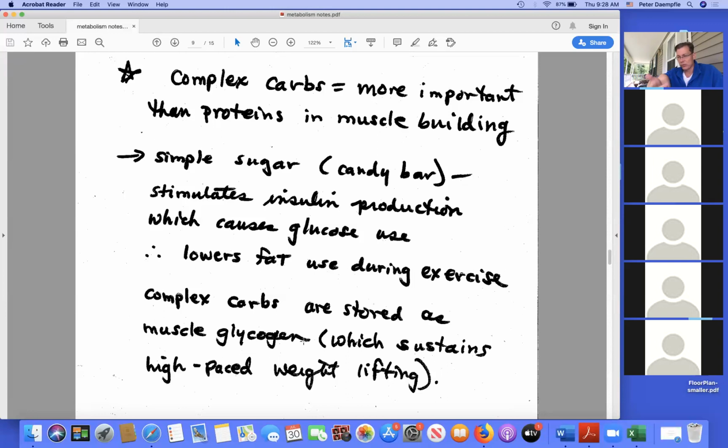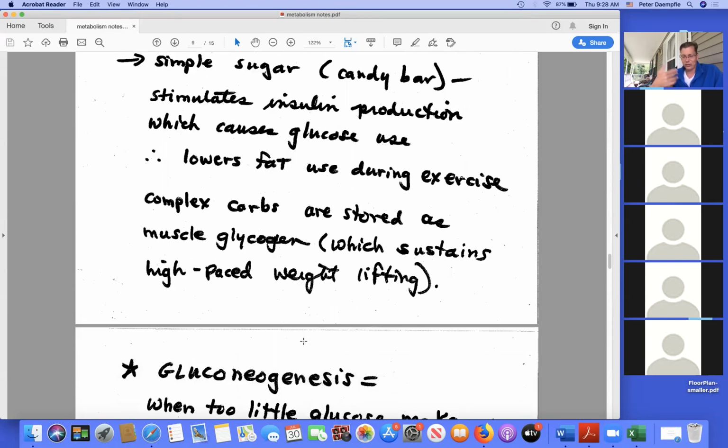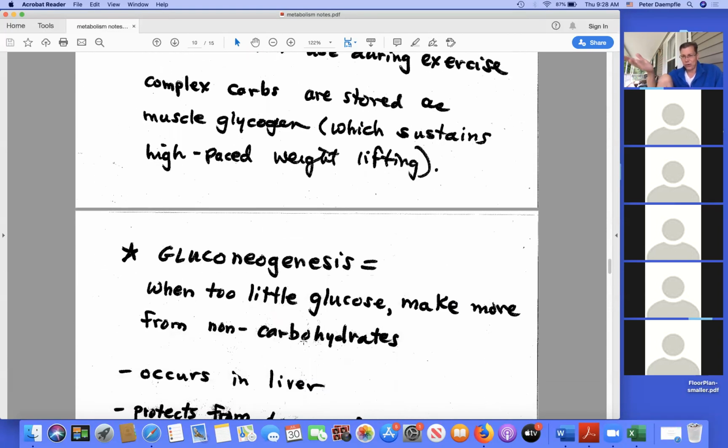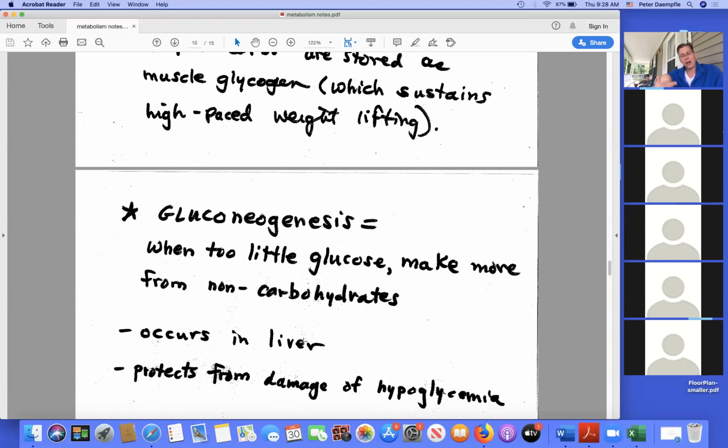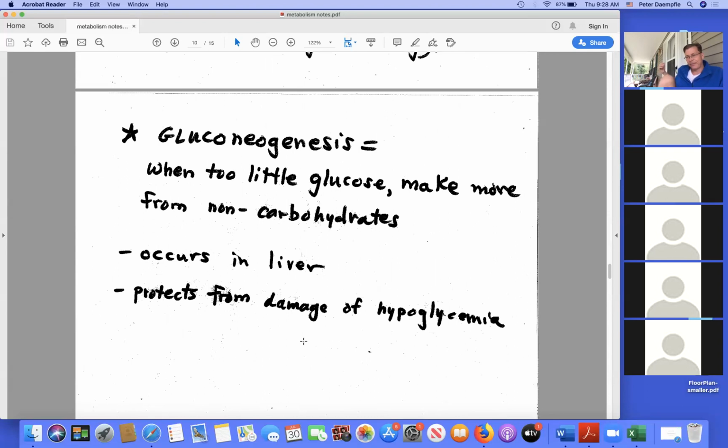And of course, all of us love the sweets. The issue is complex carbs take longer to process because you don't just get the sugar, right, like from the candy bar, and go right into glycolysis. You have to process it a little longer. So the complex carbs are better for muscle building, maybe more important than protein, to sustain a high-paced exercise, weightlifting, or whatever have you. So for our phys ed majors, it's important to emphasize complex carbs in the diet.